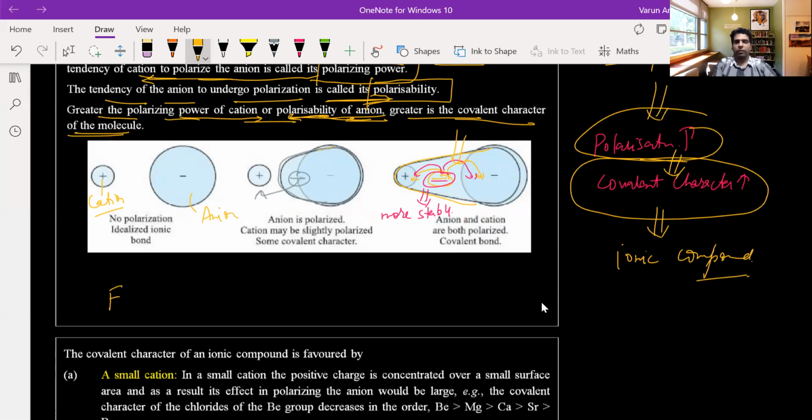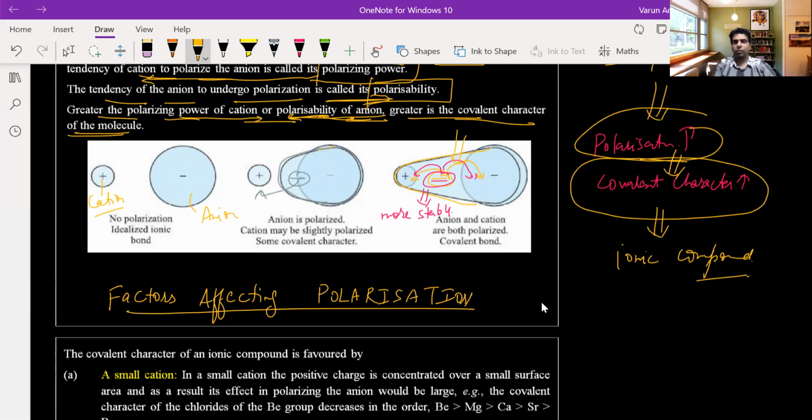Now write down the heading: factors affecting polarization.